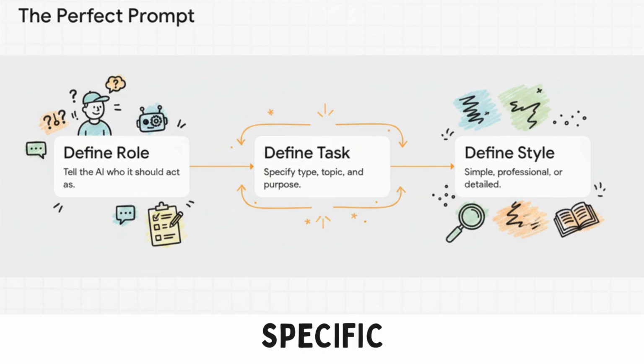Step 2, define the task. Be incredibly specific here. Don't just say, "Make content." Tell it exactly what type of content and its purpose. Continuing our example, you'd say, "Analyze this Q3 earnings report and summarize the top 3 potential risks." And finally, step 3, define the output style.